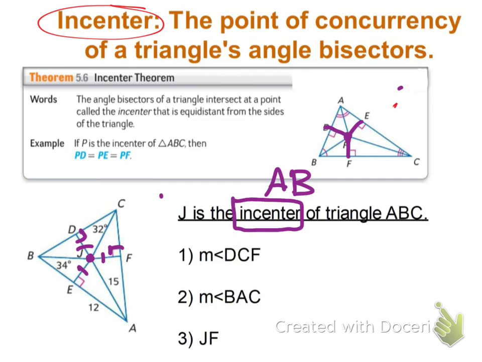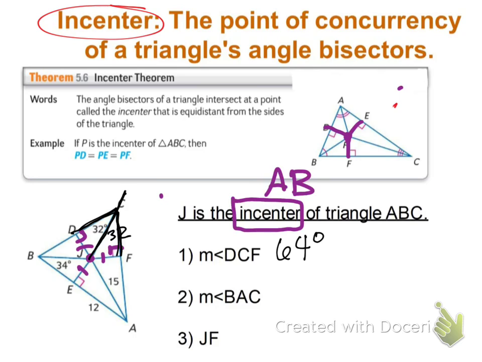So we want the measure of DCF. If that is an incenter, then I know that this angle C is being cut in half. And so if that side's 32, so is the other side. So that whole angle DCF would be 64 degrees.